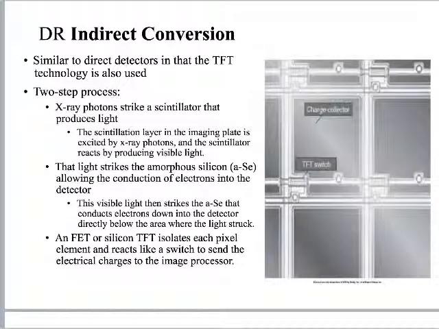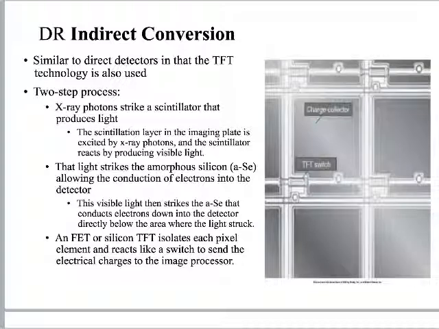So that's the big distinction. Direct capture, the X-ray interaction with amorphous selenium is picked up by the TFT. In indirect capture, the X-ray interaction with the cesium iodide causes light, and that light is then picked up by the TFT. So that's why we're calling it indirect capture. It's indirect because there had to be that light conversion. It was converted to light before it was converted to signal for the TFT switch.